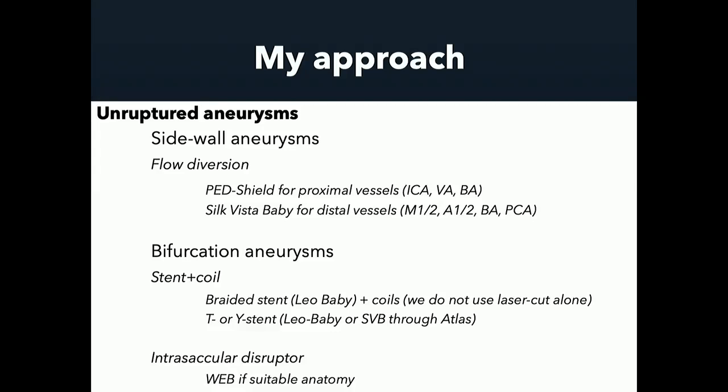We generally use the Leo Baby at bifurcations. We don't tend to use laser cut stents alone. The recurrence rate's really not acceptable in our view. For T or Y stent constructs, though, we will use a laser cut stent like the Atlas into one branch, but we'll always use a braid in the other, either the Leo Baby or the Silk Vista Baby.